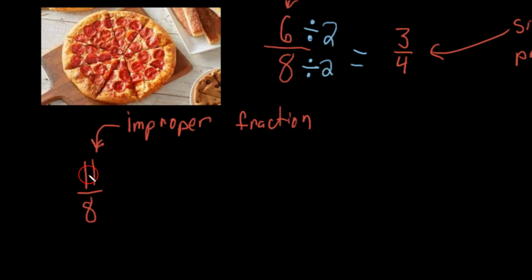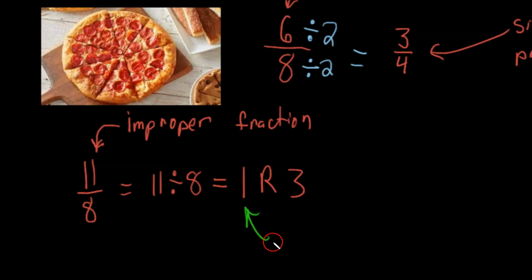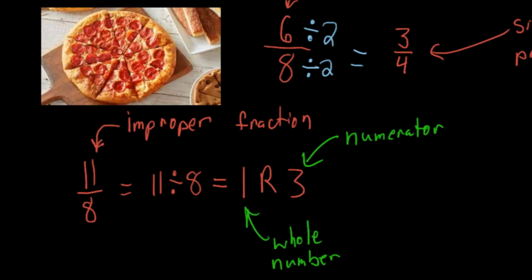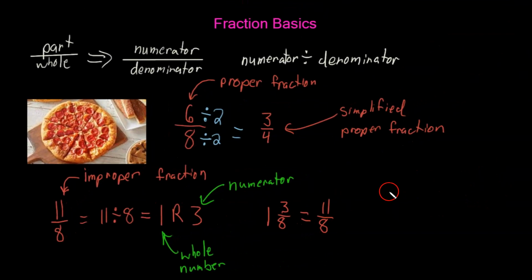So what this really means is this improper fraction of 11/8 is equal to just 11 divided by 8. And if we were to take 11 divided by 8, we would get 1 with a remainder of 3. And this 1 right here is our whole number. The 3 is our numerator. And the denominator doesn't change. So how we could write this as a mixed number is 1 and 3/8. So 1 and 3/8 is equal to 11/8.